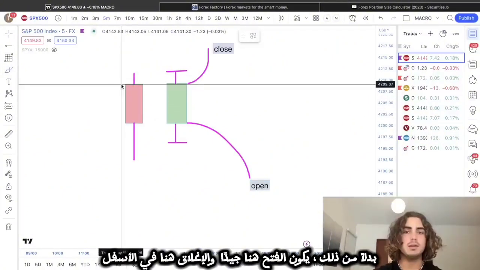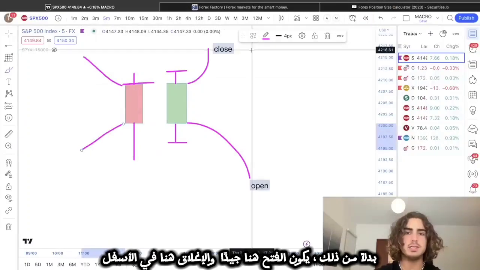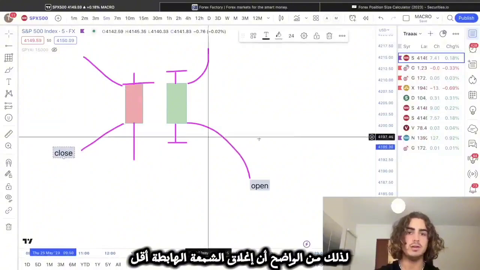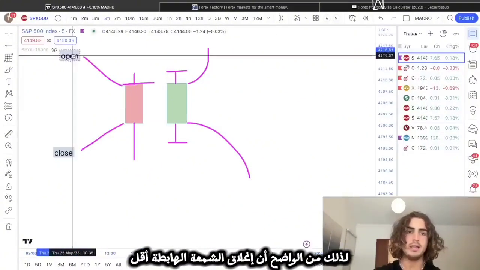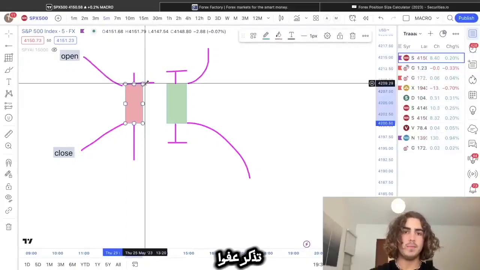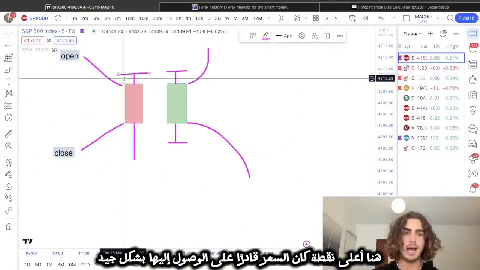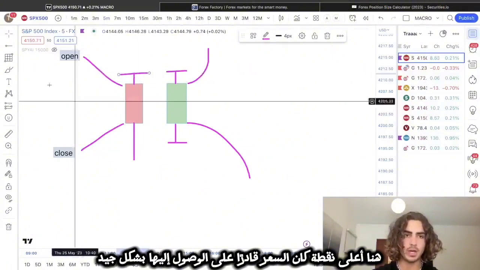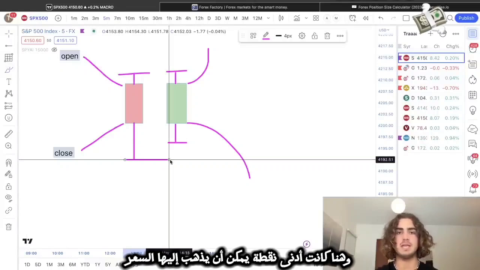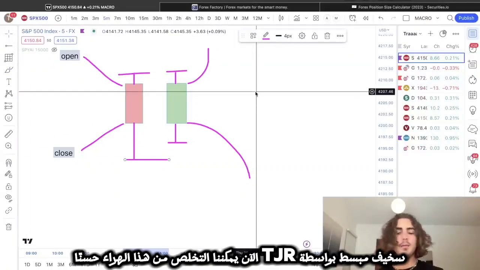Instead, the open is up here, and the close is down here. So the close on a bearish candle is lower, obviously, and the open on a bearish candle is higher. Again, right up here is the highest point that price was able to go to, and down here was the lowest point that price was able to go to. Perfect. Candlesticks simplified by TJR.